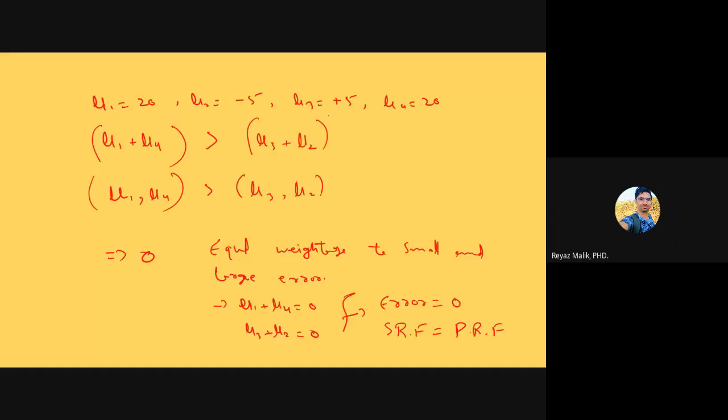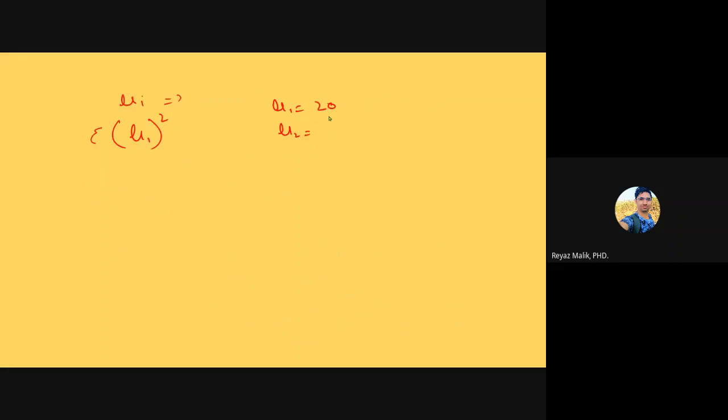Okay? u1 is equal to 20, u2 is equal to minus 5, u3 is equal to plus 5, and u4 is equal to minus 20. Now, for example, I will show you how. If we do the square and then sum, first we will do the square.